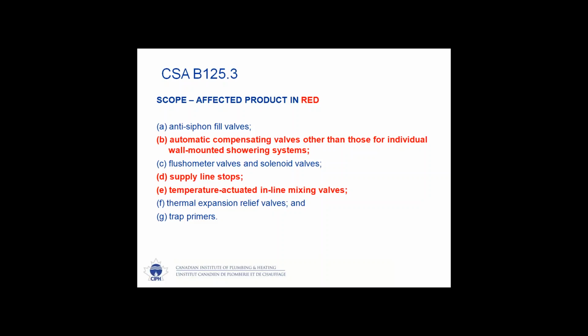So these are the only two standards right now, B125.1 and B125.3, that are referenced in the National Plumbing Code of Canada. No other standards that have lead requirements are referenced at the current time. To give you an update with regards to the other standards being worked on in order to get the lead requirements into those standards, I'm going to pass it over to Laurel and Ken from CSA.